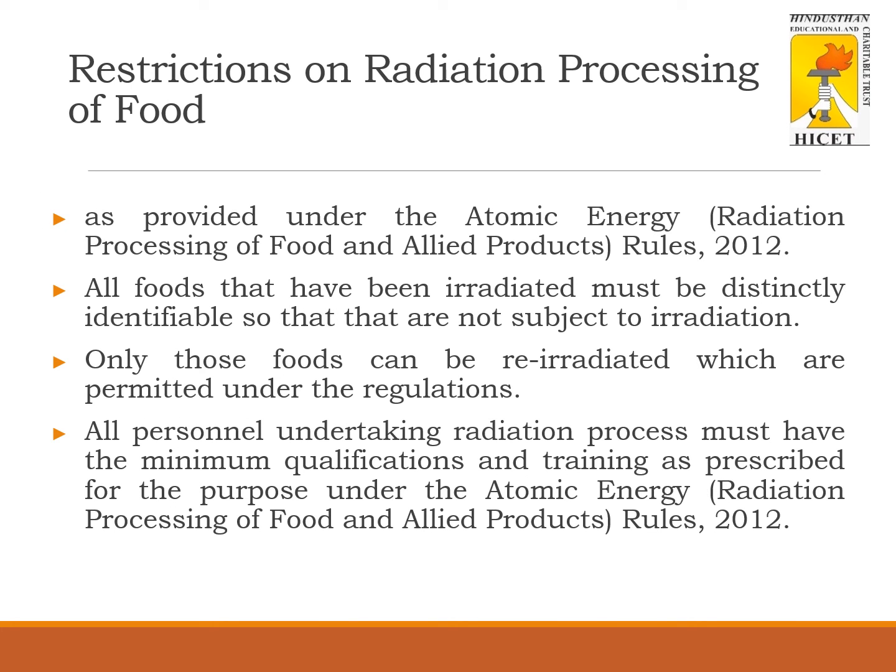There are also certain restrictions on radiation processing of foods. As per the guidelines provided by Atomic Energy, Radiation Processing of Food and Allied Products Rules 2012, all the irradiated foods must be distinctly identifiable so that they are not subject to further irradiation. Only those irradiated foods can be re-irradiated which are permitted under the regulations. And the personnel who are undertaking the radiation process must have the minimum qualifications and training as prescribed for the purpose under the atomic energy.